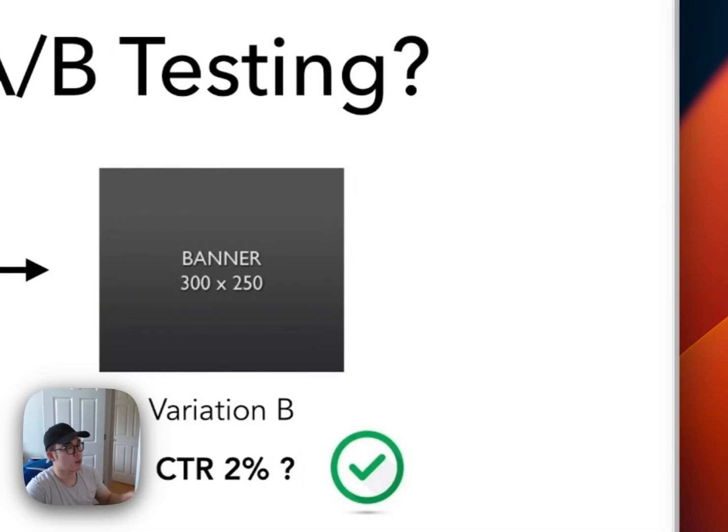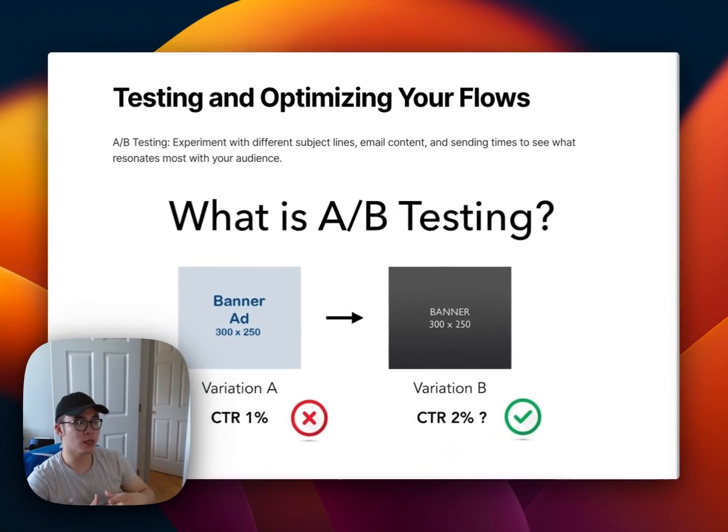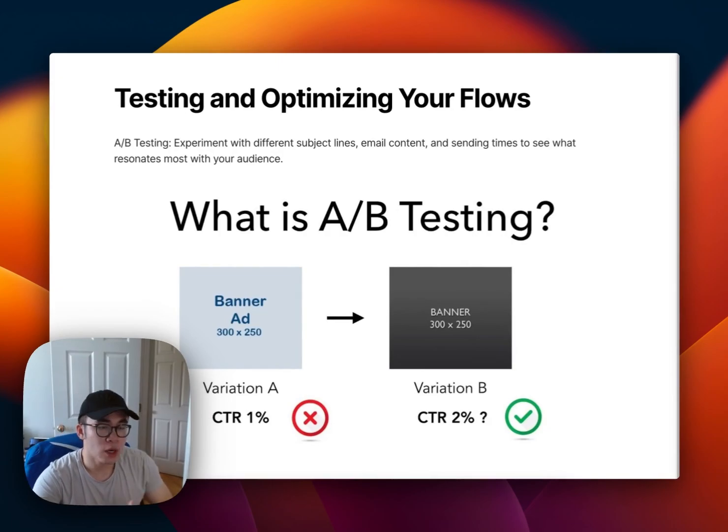So after setting up your flows, the final piece of the puzzle is testing and optimizing. You want to ensure these emails are performing at their best and capturing as many of these lost sales as possible. So what you can do is experiment with different subject lines, email content, and sending time to see what resonates most with your audience. And you can also try to send emails at different times or tweaking your subject lines to find out what gets the highest open rates. Small changes can actually lead to really big results.